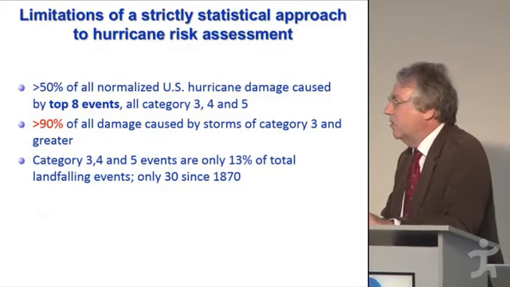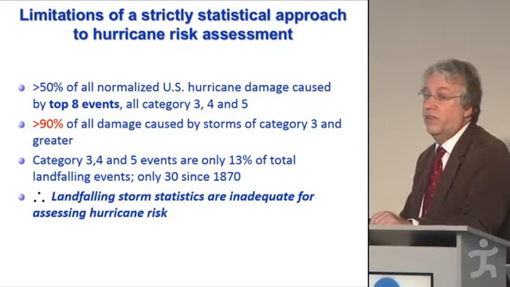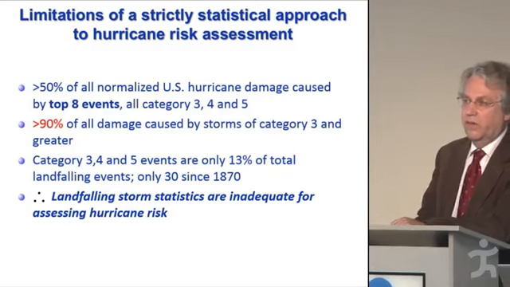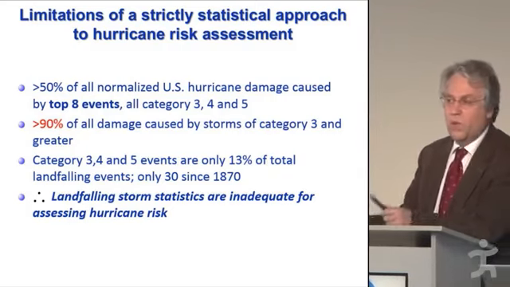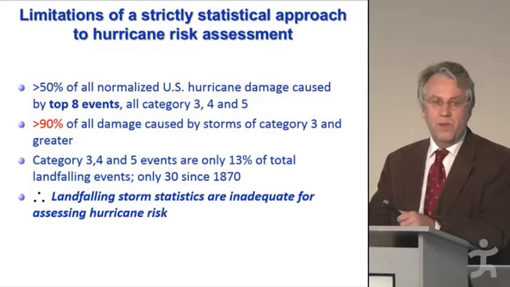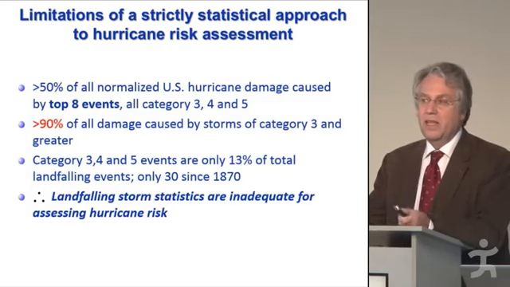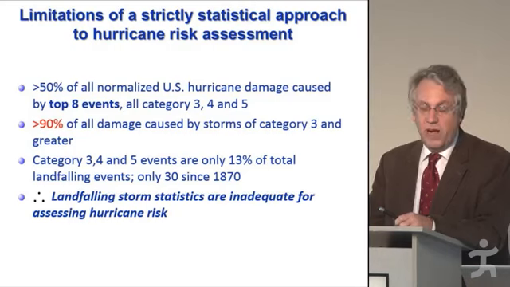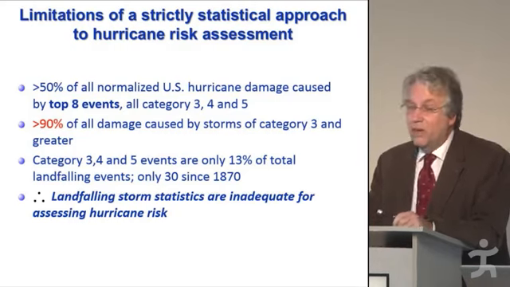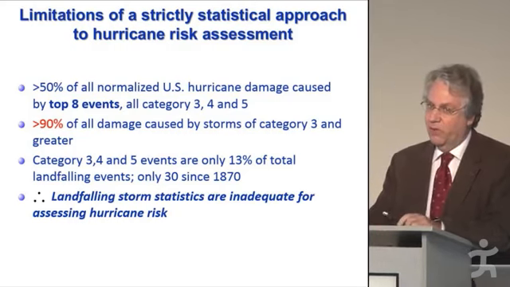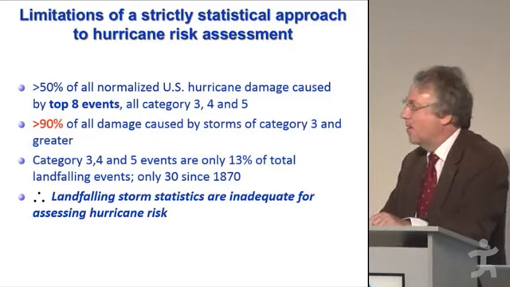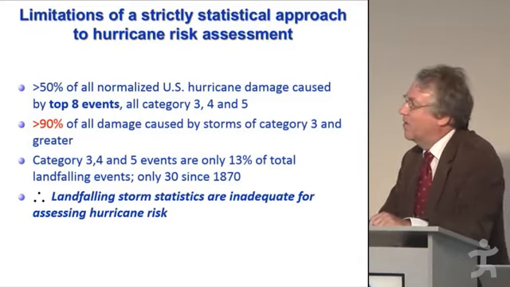So we can conclude that landfalling storm statistics, historical statistics, are just plain inadequate for assessing hurricane risk. This is a big problem. This is where I hope science can come to the rescue and make the insurance actuarial statistics much more robust, which may mean that your insurance rates go down, but it might also mean they go up. So I'm going to hide after this talk. I don't know. Some places they'll go down, some places they'll go up.